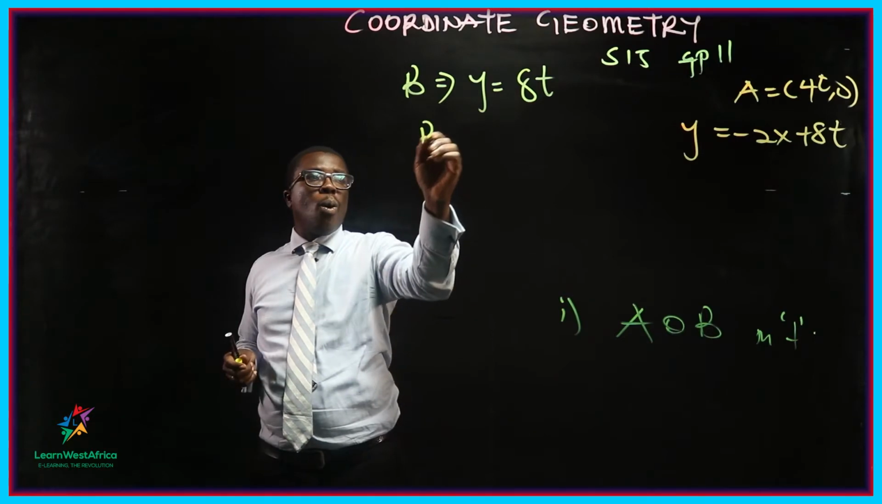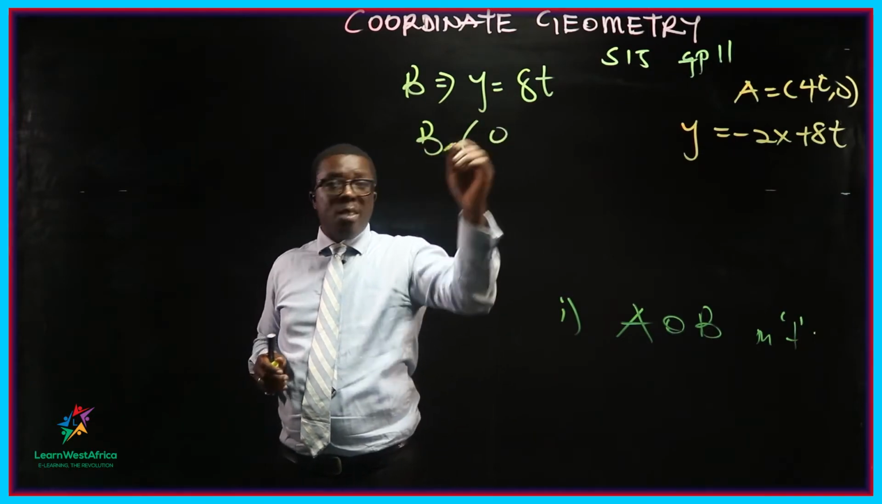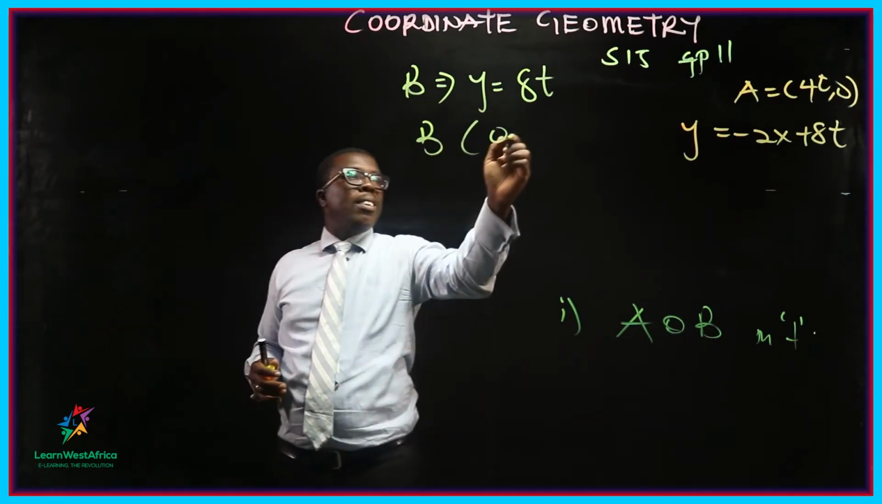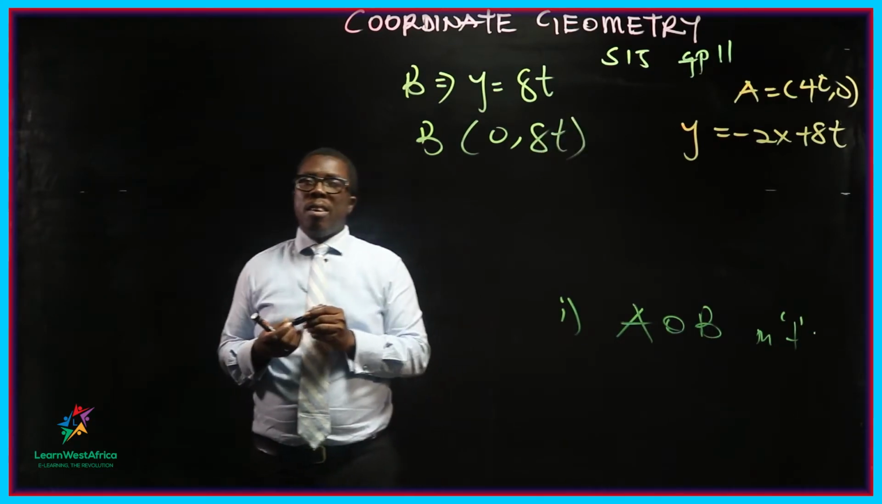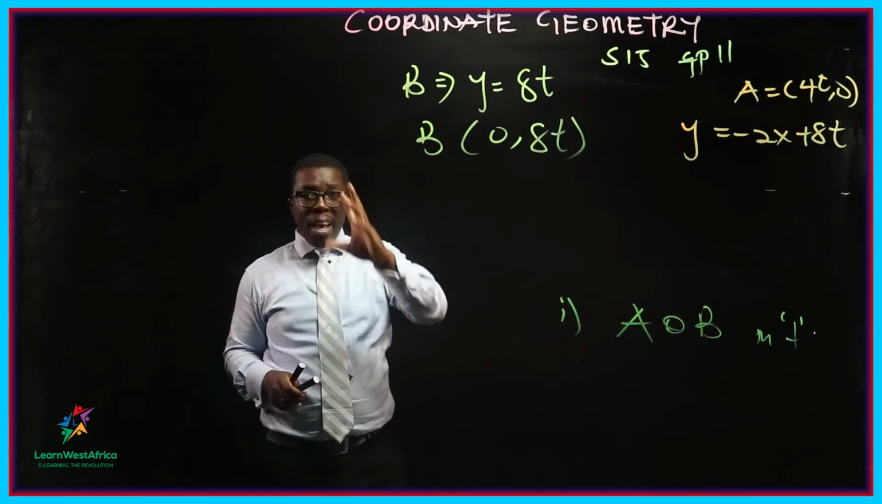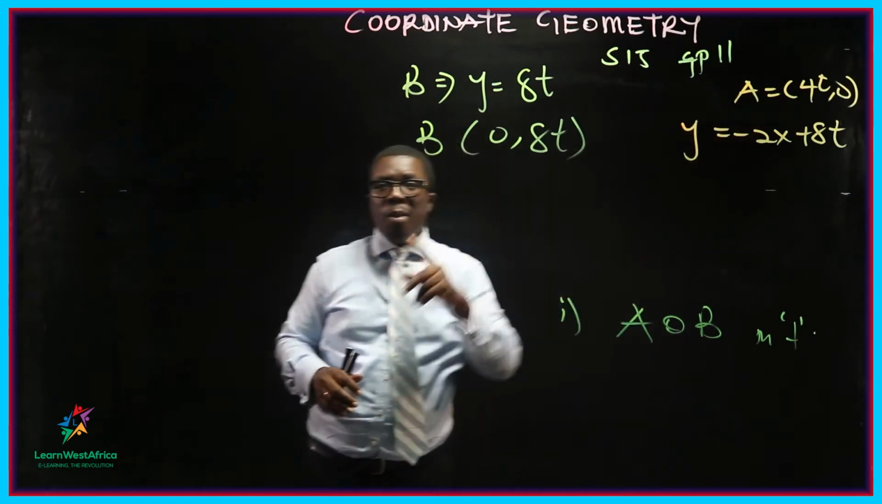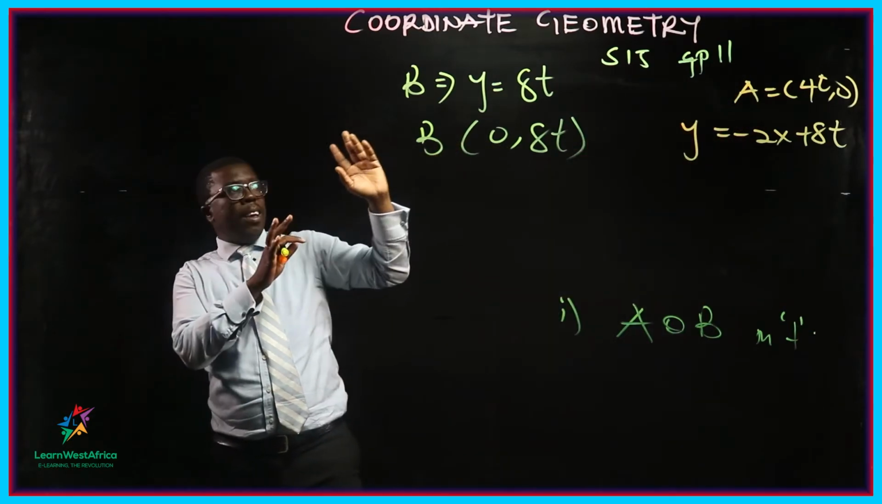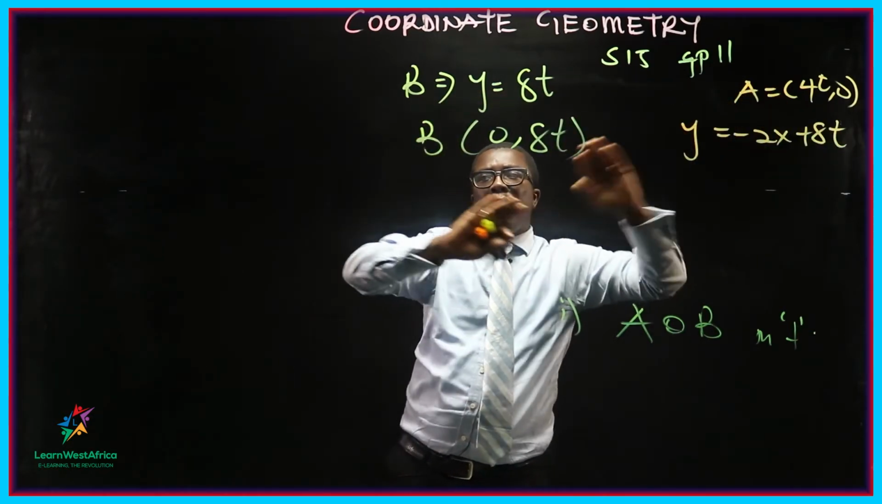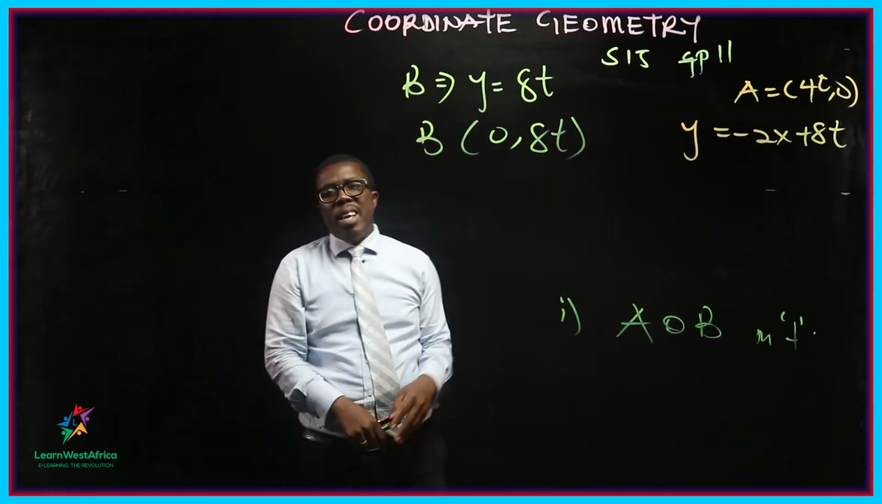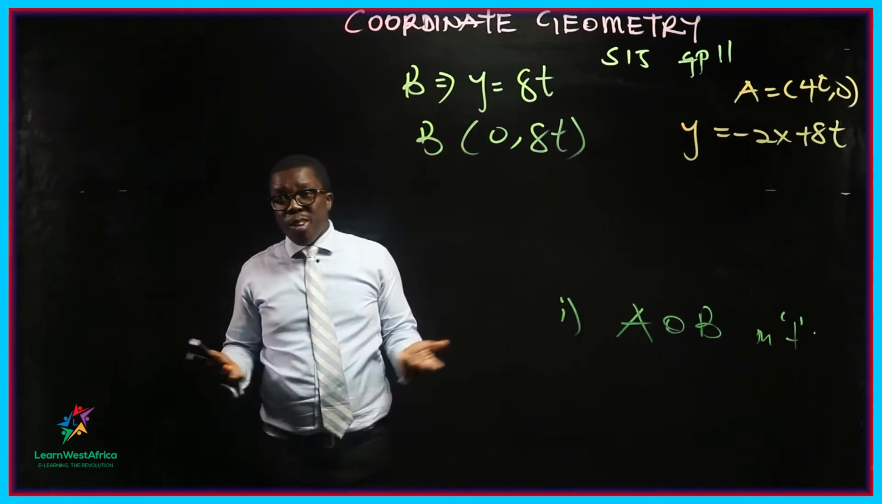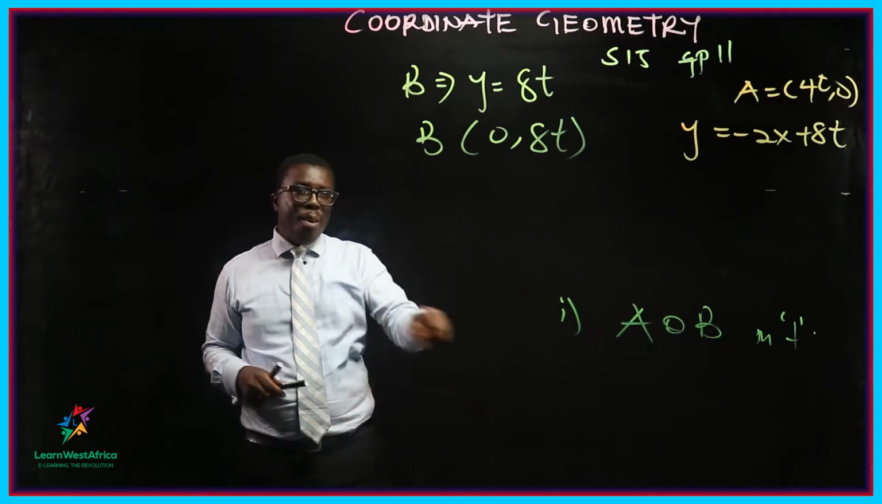Therefore, we can say that the coordinates of B will be 0 for your x, then 8t. Hope that is fine. So now we have your A being 4t and 0. That is the coordinates of A, (4t, 0). Then the coordinates of B, (0, 8t). The question is just asking us to find the area of the triangle AOB.